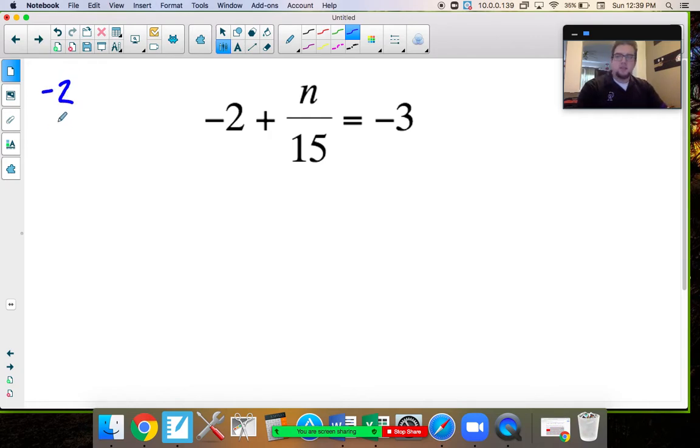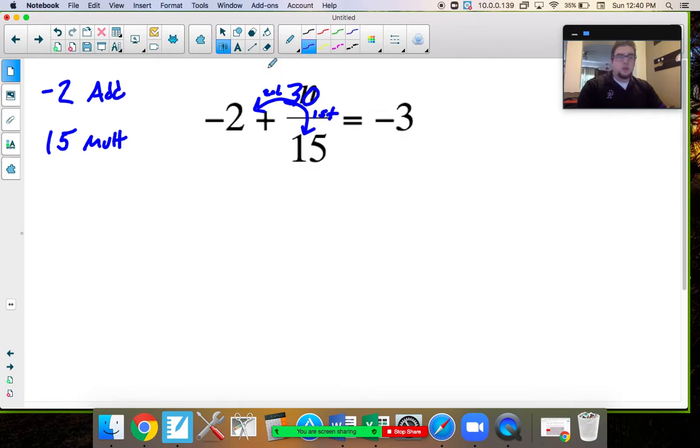We have the negative 2 that has to move, the 15 that has to move. The negative 2 we're going to add. The 15 we're going to multiply. Again, the negative 2 is further from our variable. The way we determine that, when we talked about it in class, was if we plug in a number right here, say 30, what happens first? We would divide first and then go this way. So this was first. This was second.